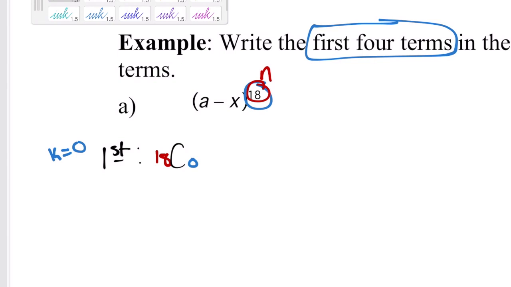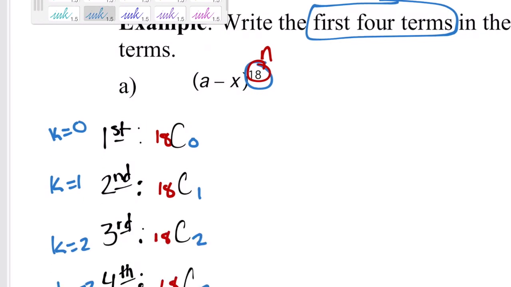If I'm looking at the second term, I'm going to be doing the same thing. So in this case, k would be equal to 1. So I'm going to the next spot. So I'd be doing 18 combo 1. And then so on for the third and the fourth.